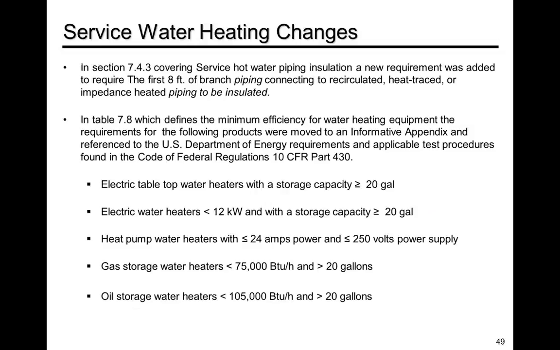Go to slide 49. One of the things we did in there, we added some additional requirements for circulated hot water systems: the first 8 feet of branch piping needs to be insulated. That's to prevent a lot of needlessly wasted heat loss. We did some studies on that. And then Table 7.8 is the primary table for efficiency for water heating. A lot of those requirements are federally controlled. So we pulled those out of the standard and put them in an informative appendix that you'll see in the back, kind of a new procedure we're doing in the standard. You can see the products covered by that listed below.